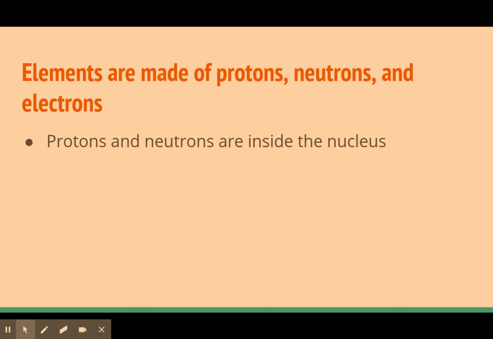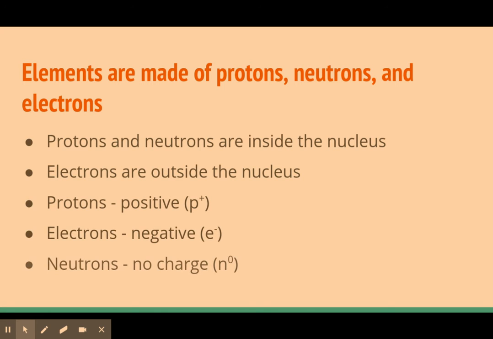So protons and neutrons are going to be found in the nucleus. So similar to your nucleus inside of a cell, it's found in the middle. It's the biggest part. Same thing here in an element. Your electrons can be found outside of the nucleus. Some are close, some are far away, but they are found outside.